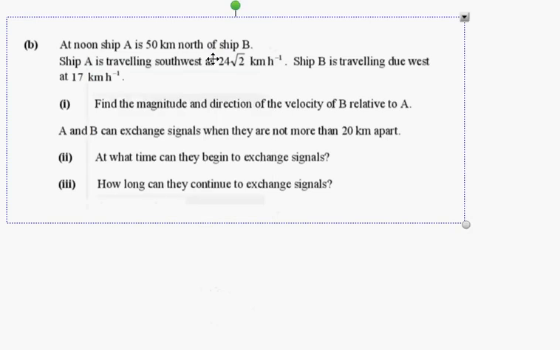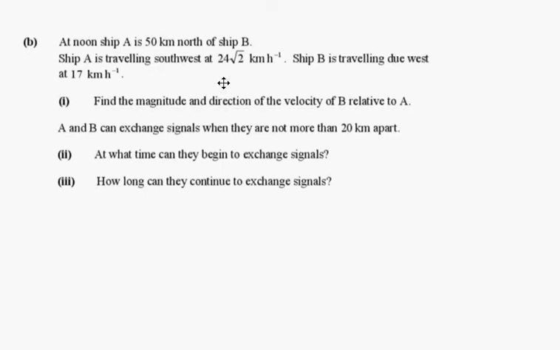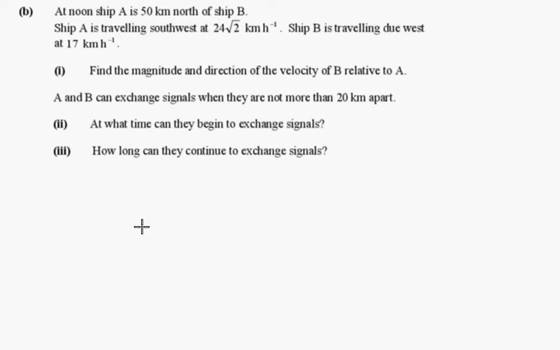Now, at noon, ship A is 50 kilometers north of ship B. So this is a 2012 question B. What we have is ship A north of ship B, 50 kilometers apart. Ship A is traveling southwest. So southwest is which way, guys? Southwest, bottom left, yeah? Actually, I like my dotted lines here. Bottom left at what speed?